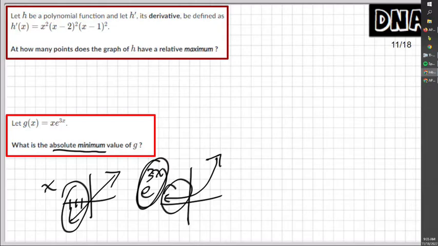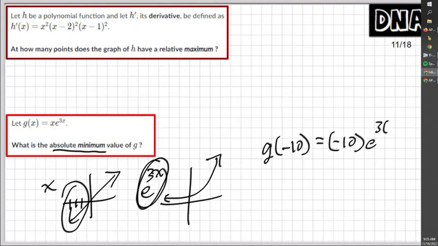But I'm assuming there might be something happening right around here when x values become fractions. So I'm going to see if there's a critical value there to see if we have an absolute minimum. Let's think about that for a second. I want to plug in a really negative number. Let's plug in negative 10 really quick. If I plug in negative 10 into this, what are we going to get? e to the 3 times negative 10.